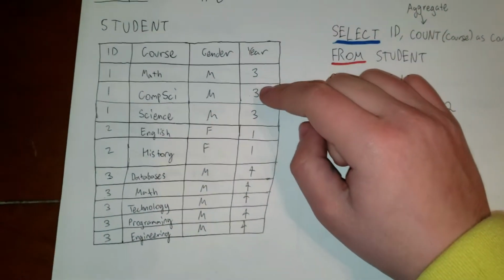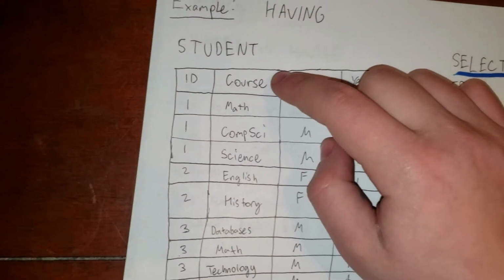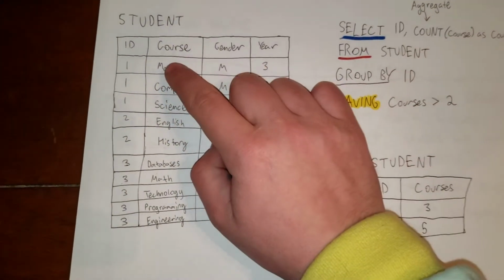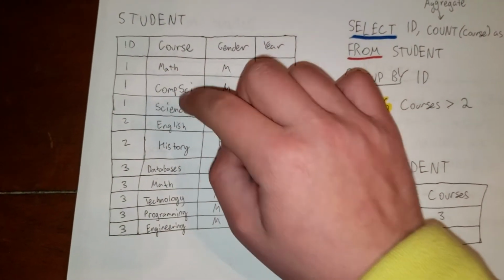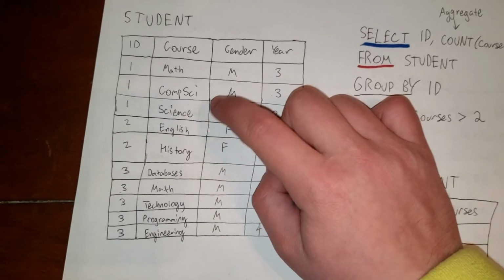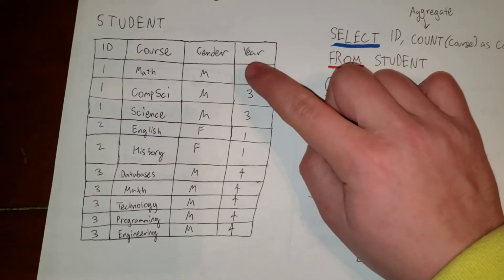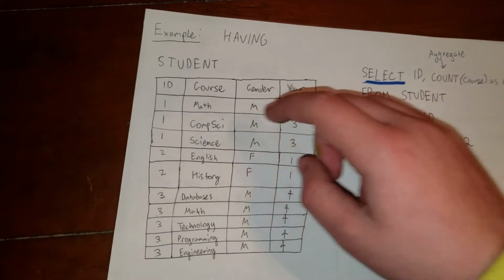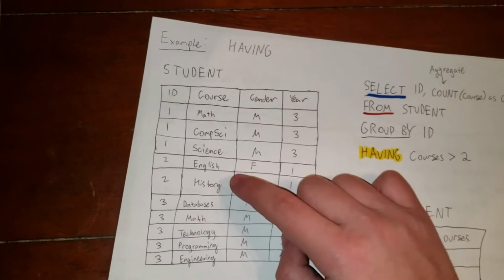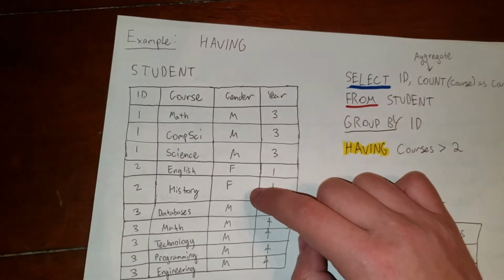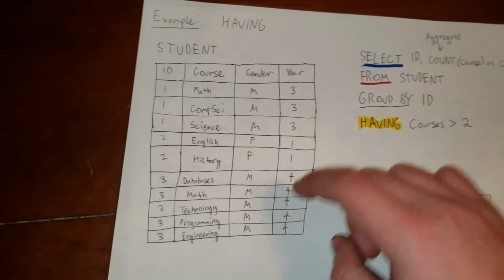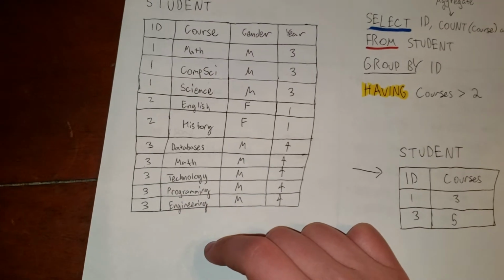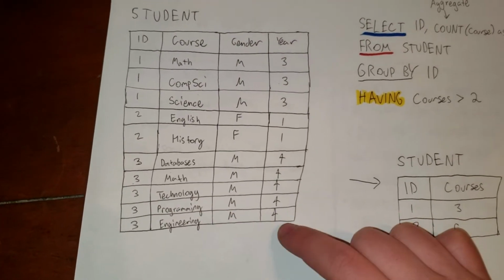So let's say this time we have an example of students, okay? Student ID 1 is in 3 different courses. They're in math, computer science, and science. They're gender male, and they're the 3rd year of studies, right? Student ID 2 is in English and history. They're female, and then their 1st year. And student number 3 is in databases, math, technology, programming, and engineering. They're a male, and then their 4th year.